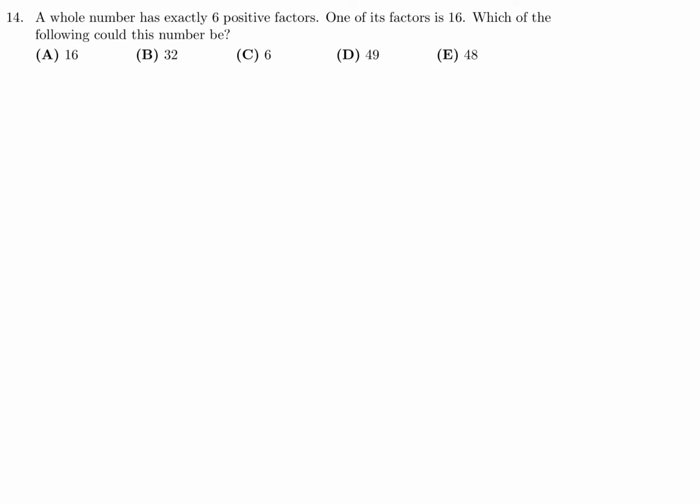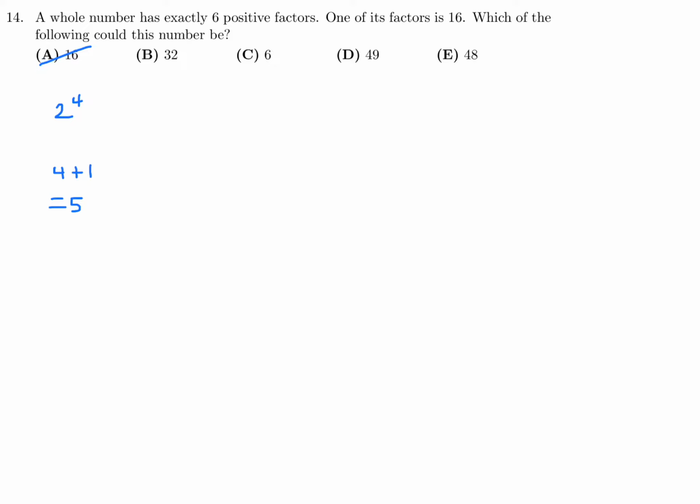A whole number has exactly 6 positive factors. One of its factors is 16. Which of the following could this number be? All right, so 16 is 2 to the power of 4. The number of factors is basically the exponent plus 1. So in this case, it would be 4 plus 1, which is 5. We want something with 6 factors, so it can't be 8.